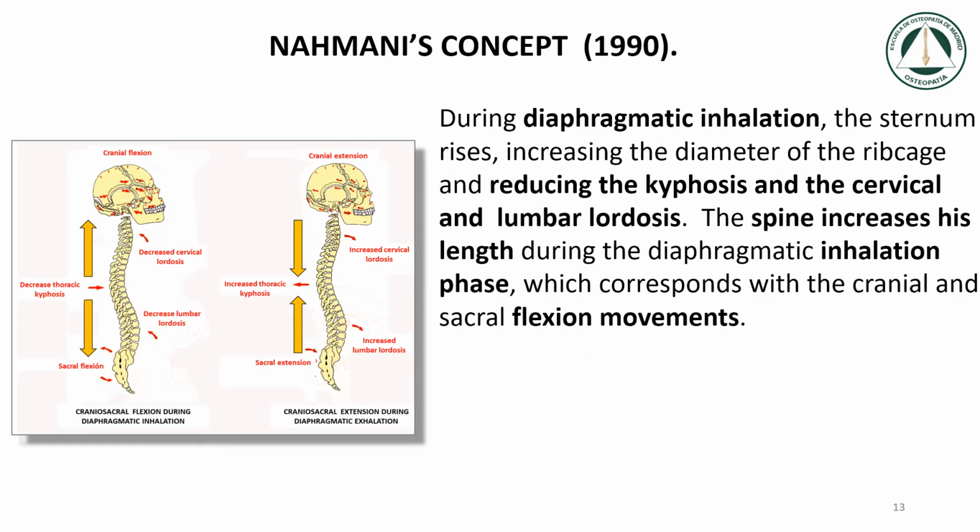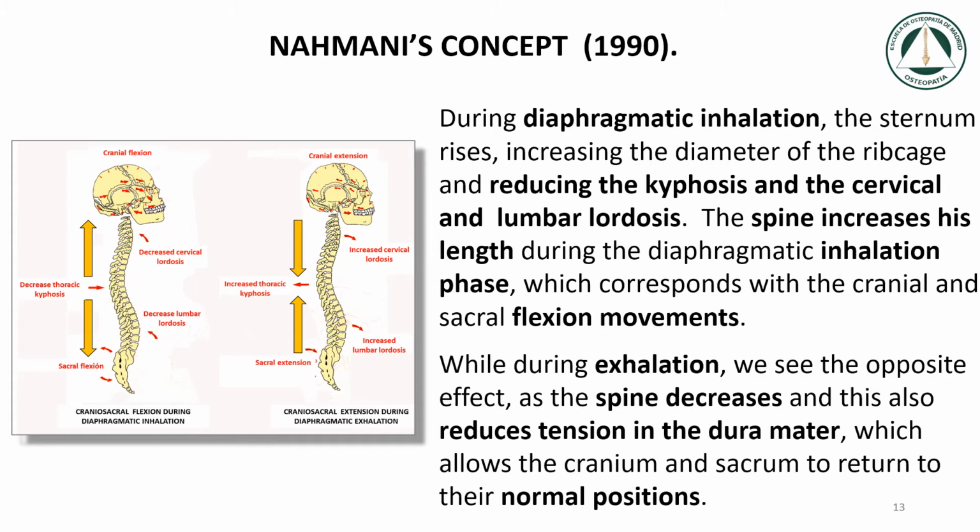Nemene's concept, 1990. During diaphragmatic inhalation, the sternum rises, increasing the diameter of the rib cage and reducing the kyphosis and the cervical and lumbar lordosis. The spine increases its length during the diaphragmatic inhalation phase, which corresponds with the cranial and sacral flexion movements. While during exhalation, we see the opposite effect as the spine decreases, and this also reduces tension in the dura mater, which allows the cranium and sacrum to return to their normal positions.